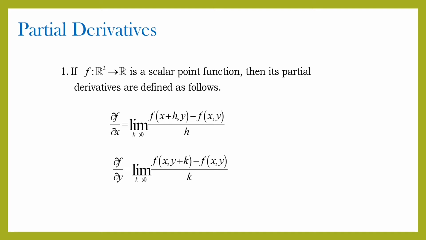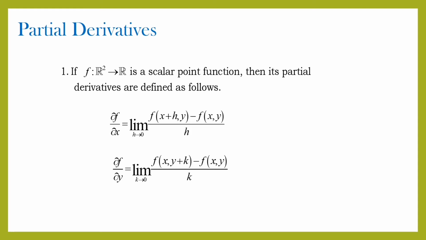The first one is dou f by dou x, and it is defined by the formula limit h tends to 0 f of x plus h comma y minus f of x comma y upon h. The second partial derivative is defined by dou f by dou y equals limit k tends to 0 f of x comma y plus k minus f of x comma y upon k.